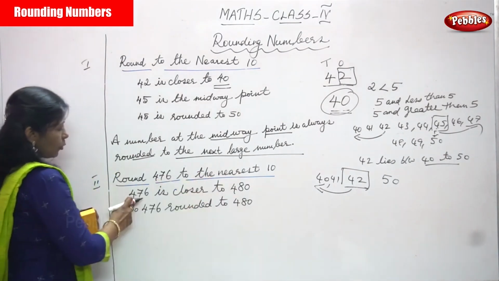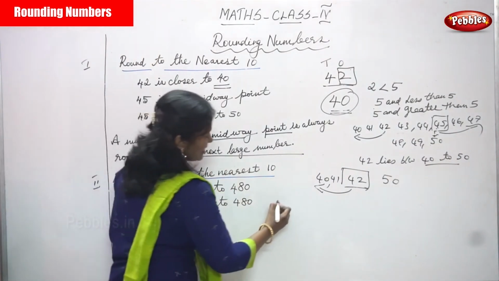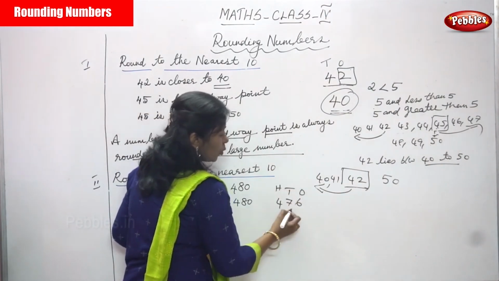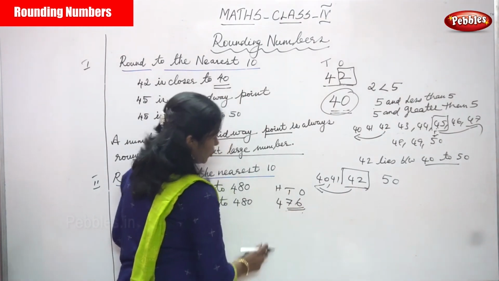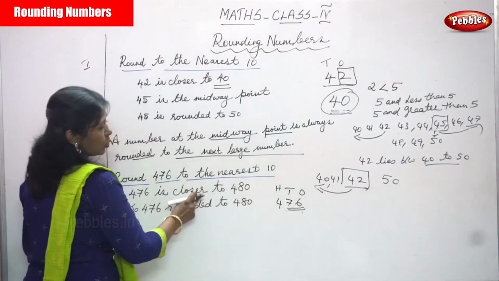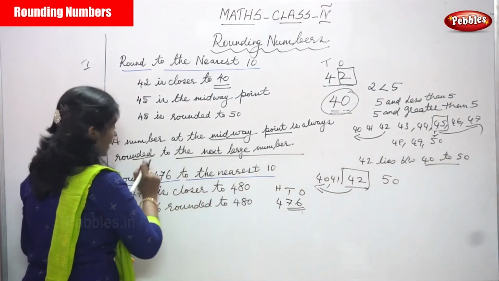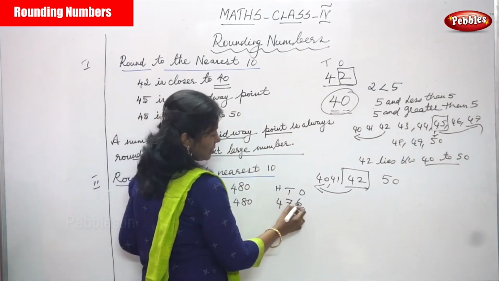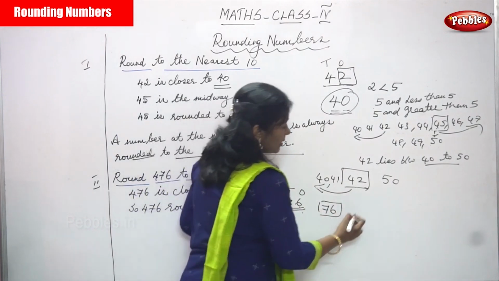So round 476 to the nearest 10. Look at the number, 476 is closest to 480. This is ones, this is tens, this is hundreds. So for the nearest 10 you have to consider these two digits, because 476 is closer to 480. This is the ones place, this is the tens place. So for 76 you have to consider the rule I've told you already.